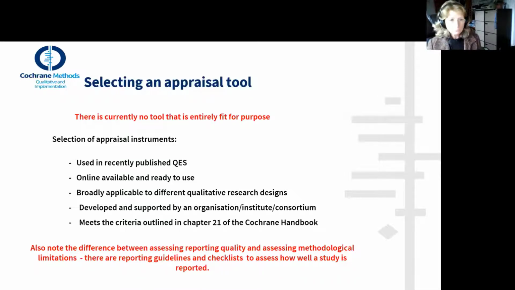with which to assess a tool. At this point, I would like to give you another take-home message: there is a complete difference between assessing reporting quality and assessing methodological limitations. So there are reporting guidelines and checklists to assess how well a study is reported. COREQ, the consolidated criteria for reporting qualitative studies, would be an example of a guideline where you could check the reporting quality. We're looking at the moment to identify a checklist to appraise the methodological limitations. Of course you need a well-reported study, but the appraisal that we want to do right now is one of methodological limitations and not of reporting quality.